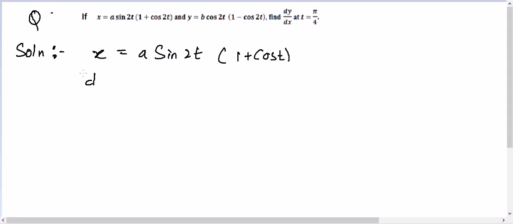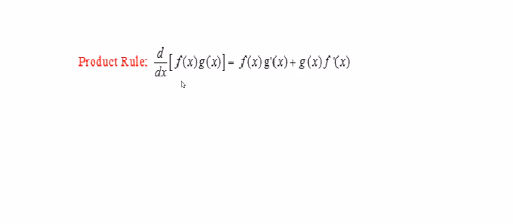So we'll start by differentiating x and then y with respect to t. First, let's differentiate x. Here we have two functions, sine 2t and 1 plus cos 2t as another function, so we'll use the product rule.